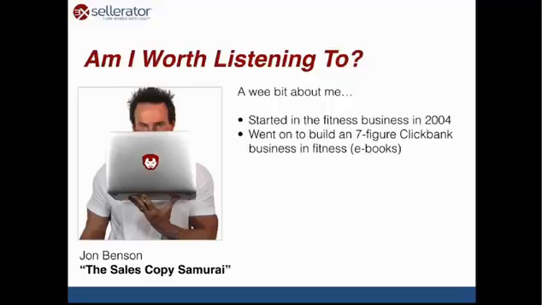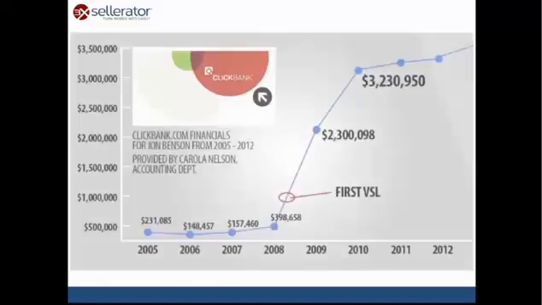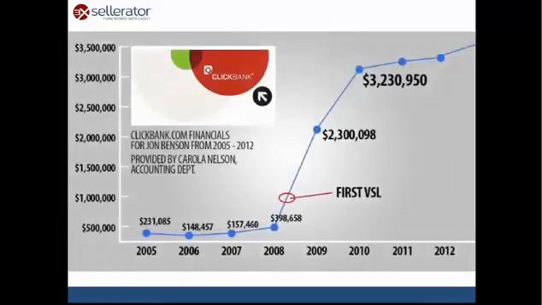I'm going to give you some graphs here and show you what I'm talking about, and then show you the impact and what happens when you include this kind of stuff that I'm going to show you, these 5 steps specifically, into your marketing. I'm going to show you a graph here, and I've got ClickBank financials here. Feel free to contact ClickBank to verify this.